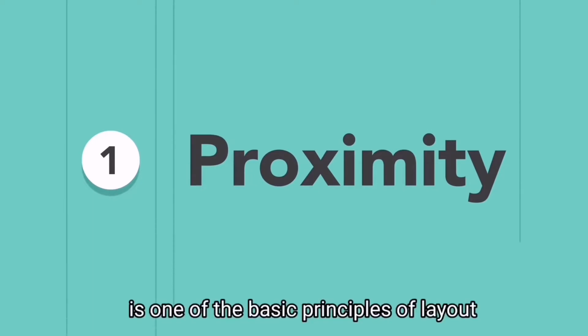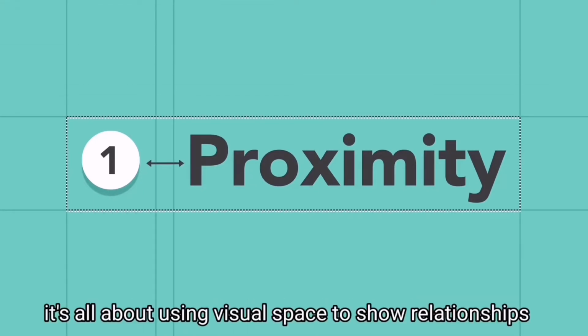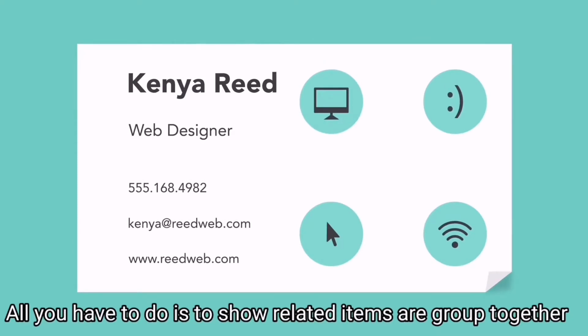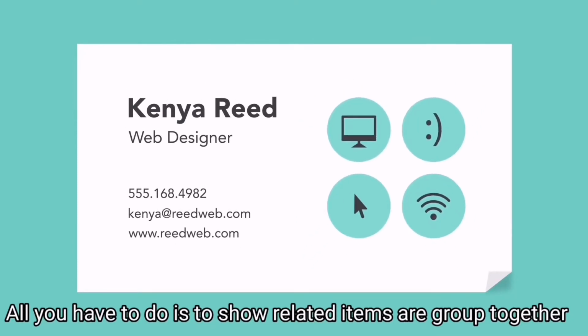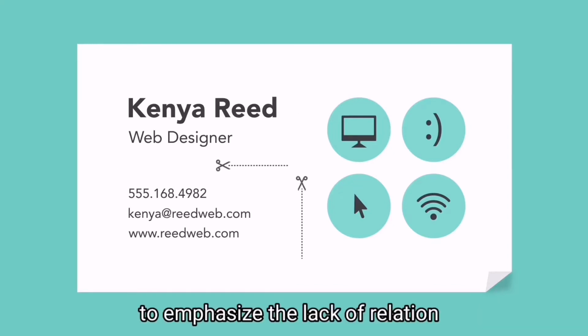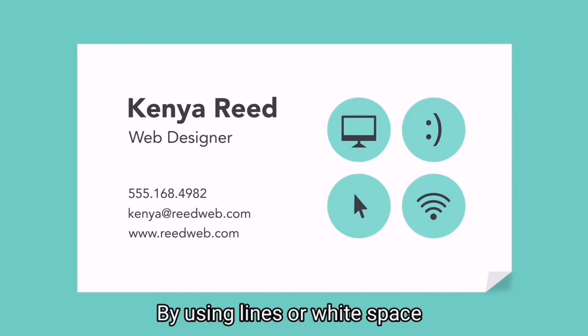Proximity is one of the basic principles of layout. It's all about using visual space to show relationship to your content. All you have to do is show that related items are grouped together. Groups that are not related should be separated to emphasize the lack of relation by using lines or white space.